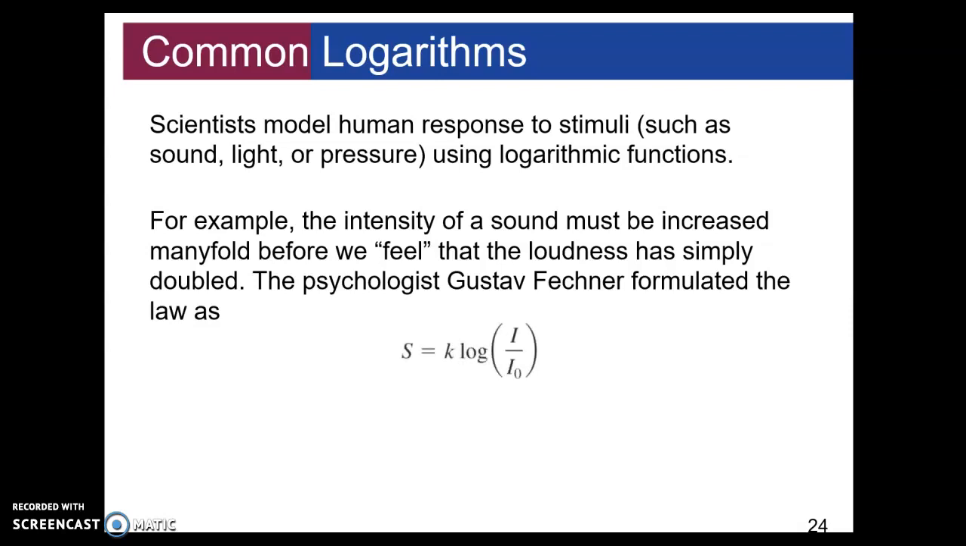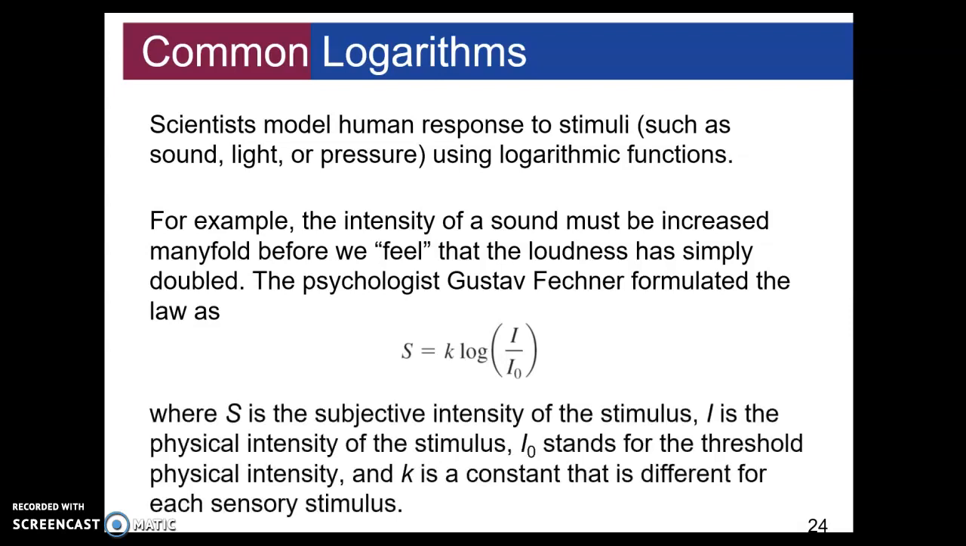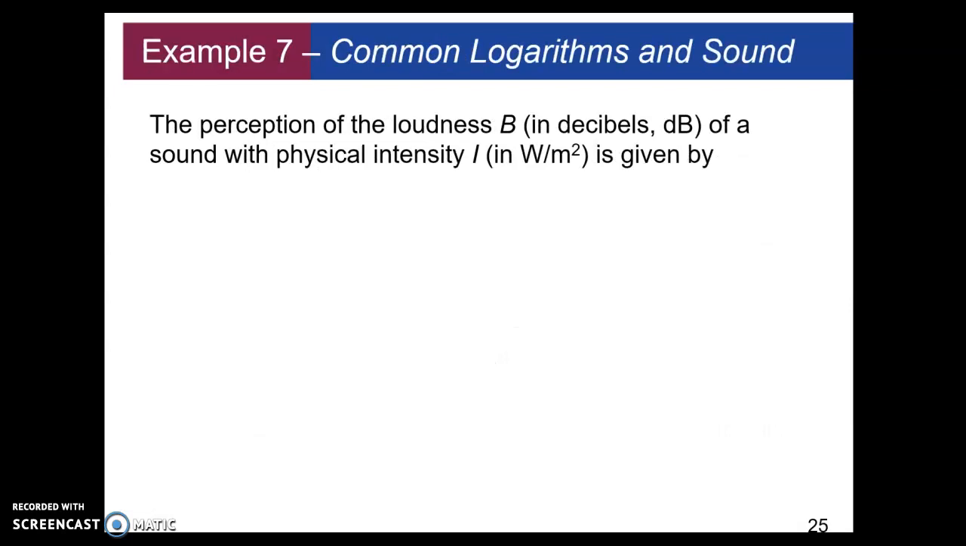S is equal to K times the log of I over I sub 0. Now S represents your subjective intensity, how you feel about the intensity of that sound. The I is the actual physical intensity of that stimulus. And the I sub 0 stands for the threshold physical intensity. K is a constant that's going to depend upon which sensory stimulus we are addressing. In this one, we're addressing sound intensity.